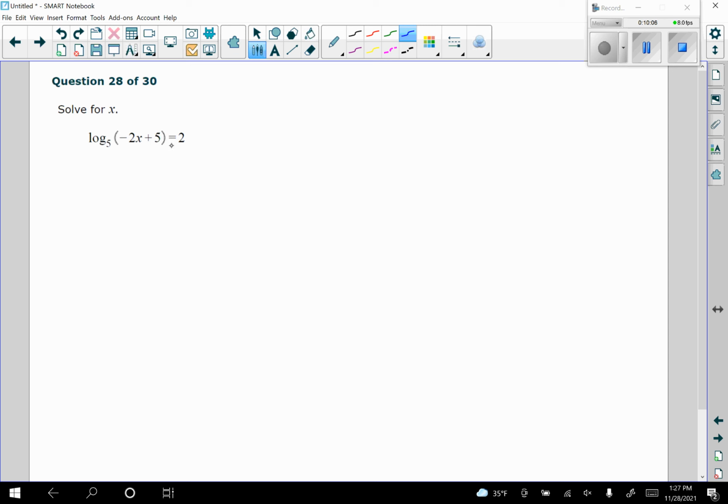All right, for 28, the way this is presented to us, we could just rewrite exponentially. So we would have 5 squared is equal to negative 2x plus 5. So we get 25 is equal to negative 2x plus 5. Subtract 5 from both sides, so we'll get 20 is equal to negative 2x. Divide by negative 2, x would equal negative 10. And just to check, negative 2 times negative 10 is a positive 20. 20 plus 5 is 25, so that's a positive number, and 5 squared will give us that 25.